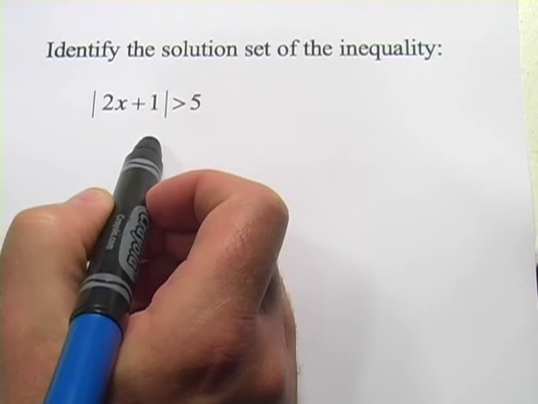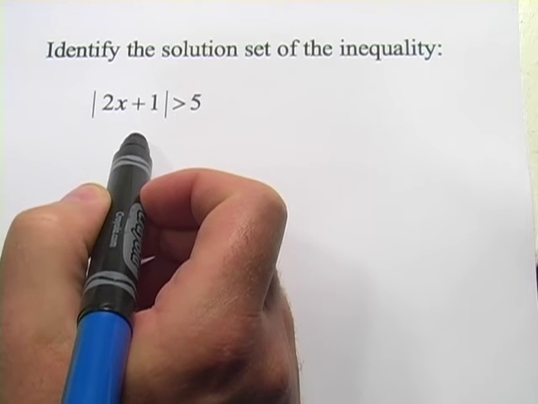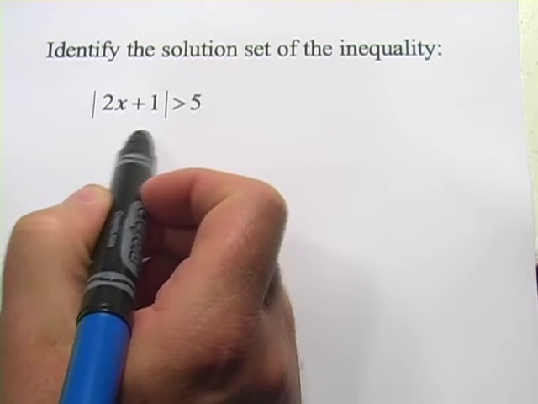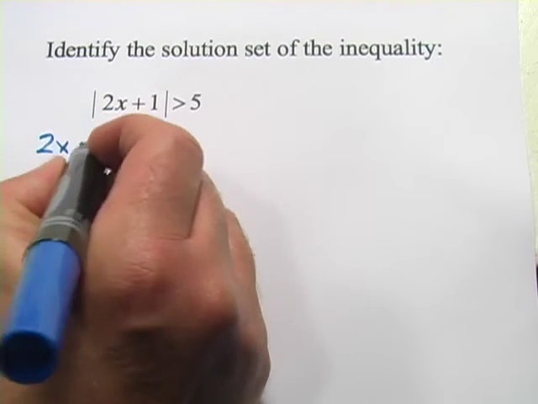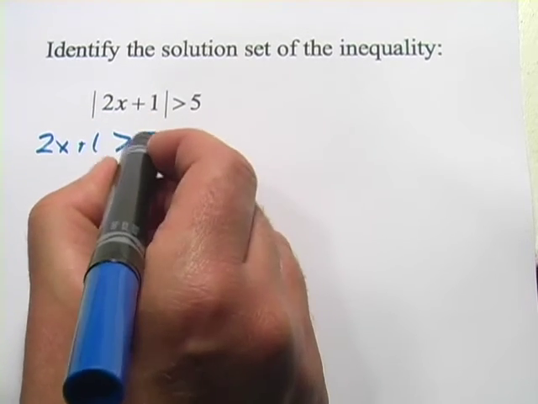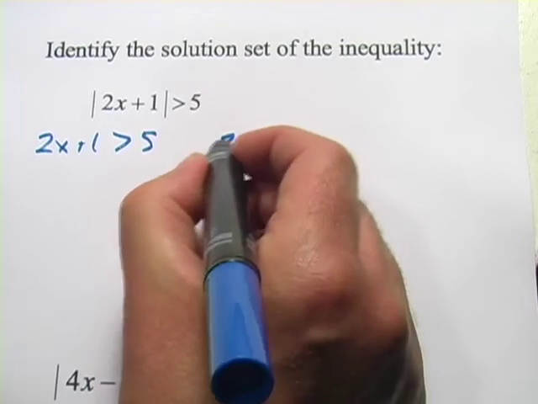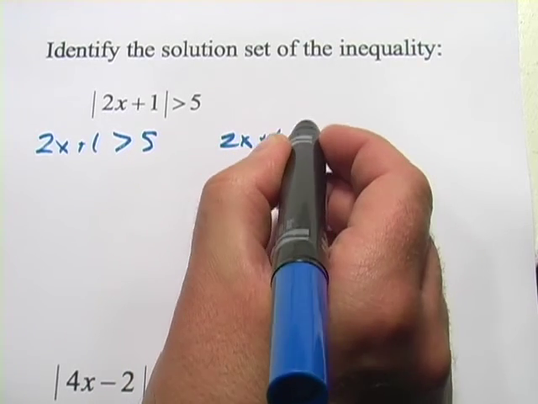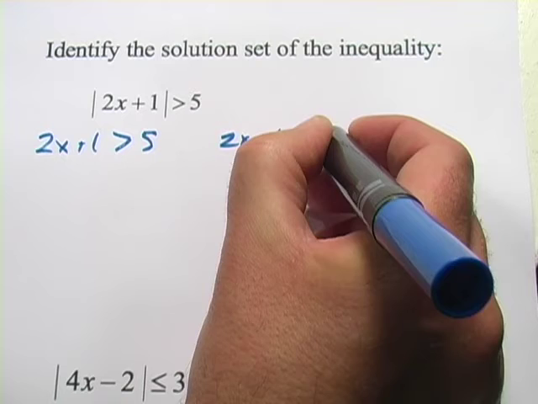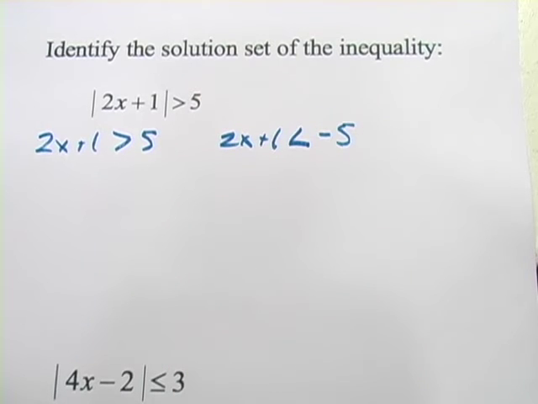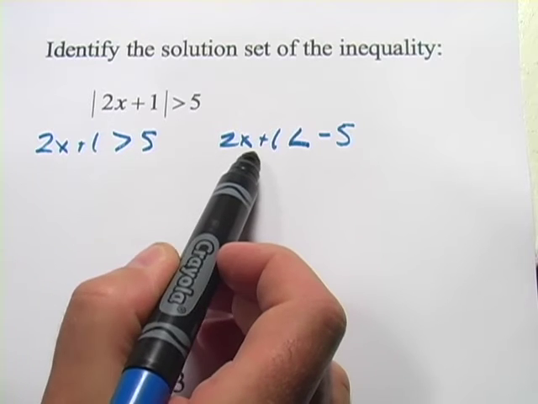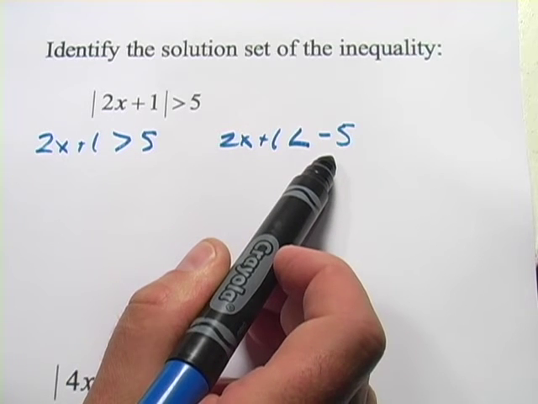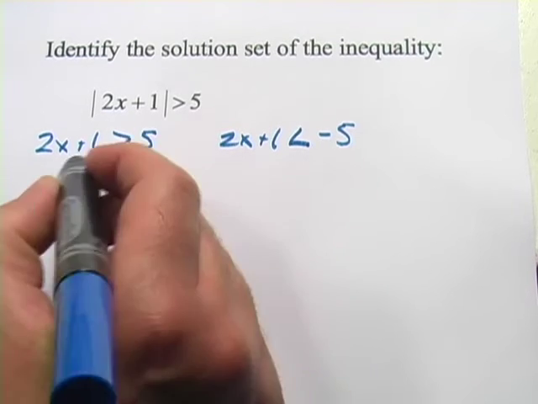Just like with absolute value equations, to solve those for x, we're going to solve these for x by breaking them up into two equations. So the first equation, we just remove the brackets here. And then the second equation, we remove the brackets, we flip the inequality sign, and we make what's on the other side negative. So those are my two equations. 2x plus 1 is greater than 5, and 2x plus 1 is less than negative 5. So let's move forward with solving these.